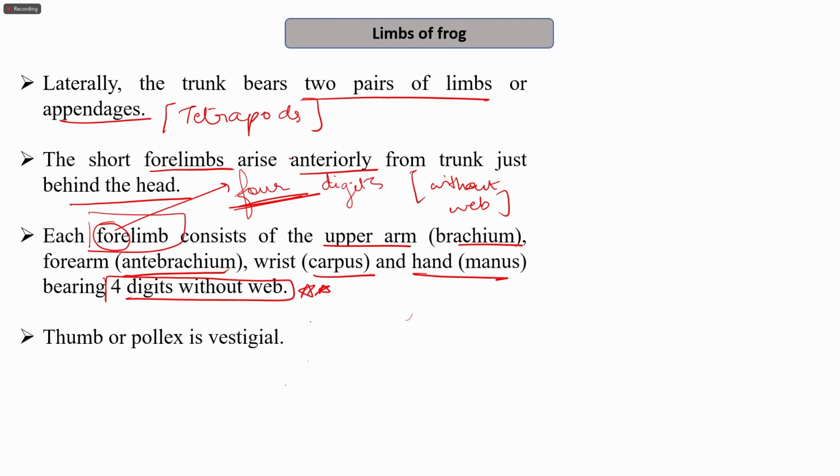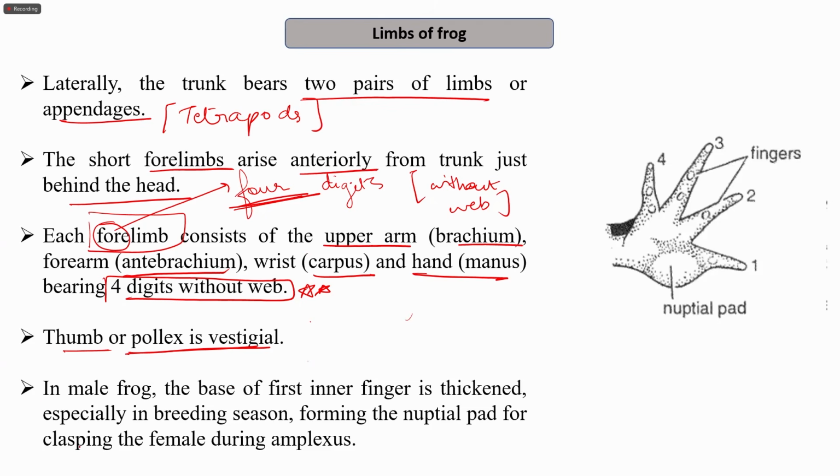I am repeating this so that you can remember it: the forelimbs have 4 digits. The name forelimb, FORE, is due to the position, which is the anterior side or towards the head. So forelimbs have 4 digits while the hind limbs, as we will see, have 5 digits. Thumb or pollex is vestigial. It is not well developed.